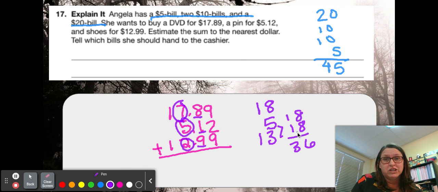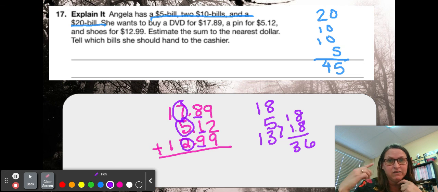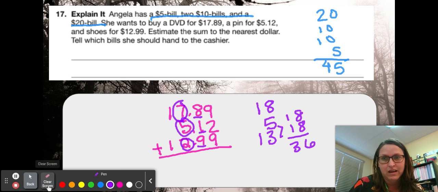Now, what bills would she have to give? Well, if she did a 20, a 10, and a 5, she'd only have $35. That's not enough money for a $36 purchase. So she has to give the 20 and the two 10s to the cashier. We're done.